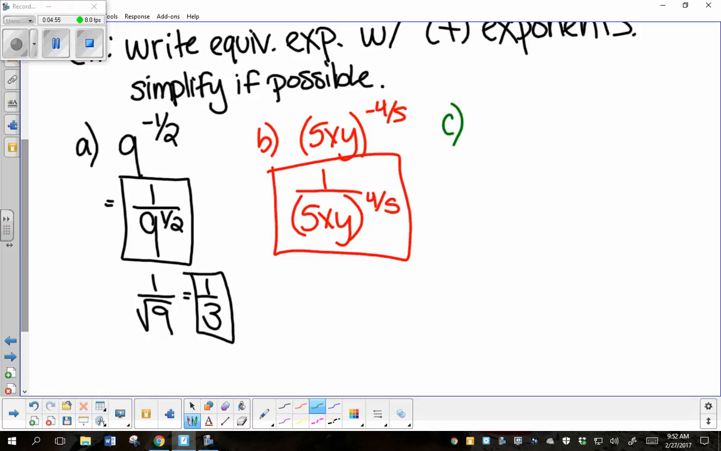All right, 3rd example is 64 to the negative 2/3. Go ahead and see if you can do that one on your own. Write it with a positive exponent, and then you should be able to simplify it. Oh, yeah. No, we don't need a calculator.